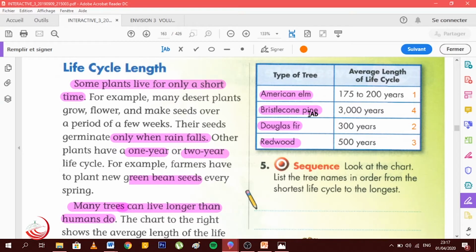I want you to go to the internet and look for these types of trees and see how they look. The redwood are really cool. The Bristlecone, we've already seen them. Douglas fir and American elm, I want you to see them as well.